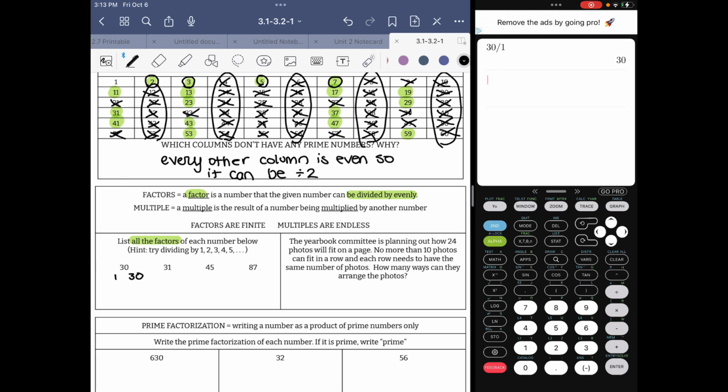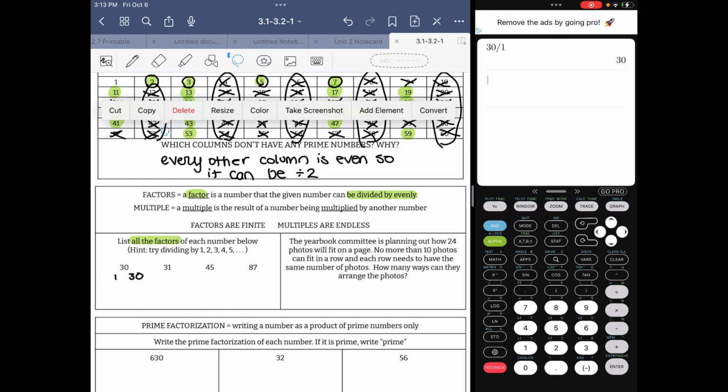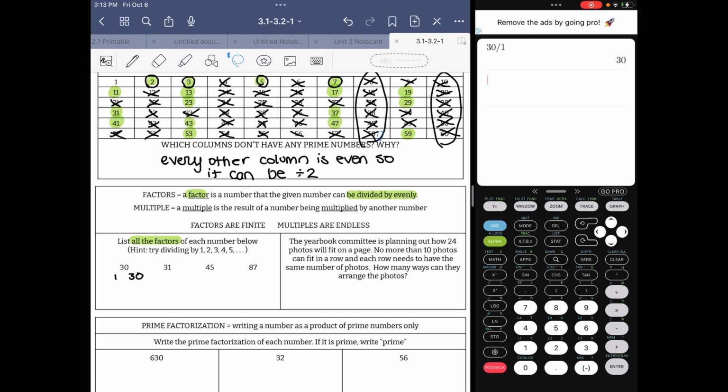Okay? And actually, before I get going too far, let me go ahead and pause. If you haven't highlighted or circled all of your prime numbers, go ahead and do that. And then we'll move on to the factors. There, that might make it a little easier to see, a little less messy.